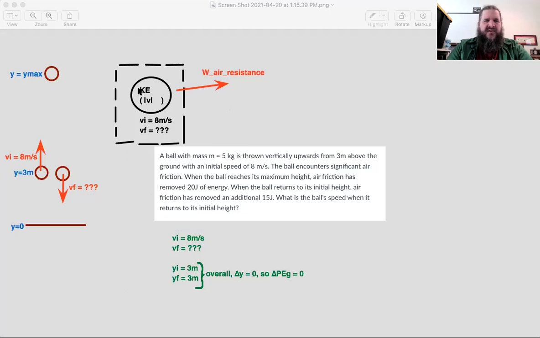Since work is leaving the system, would you expect kinetic energy to be increasing or decreasing here? Yeah, energy leaving the system means some form of energy has to be decreasing, and kinetic energy is the only one that is even changing. So we should expect the object to be slowing down overall. The final speed is going to be less than 8 meters per second. Any questions on that diagram so far?